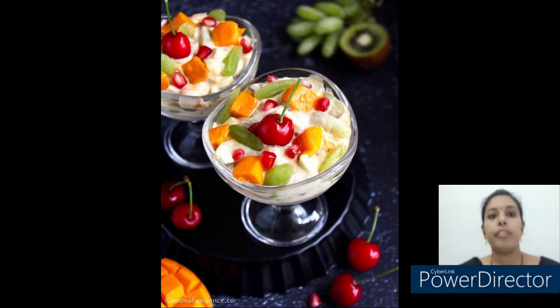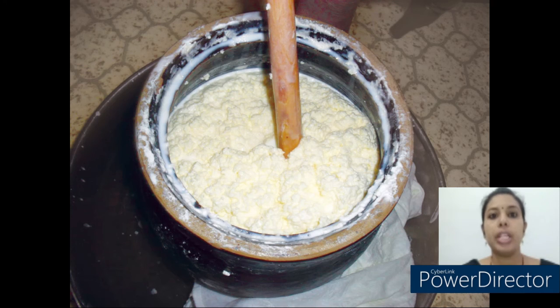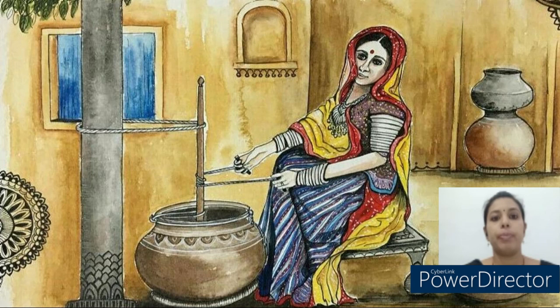Next, churning. Fruit salad has cream in it. But do you know how cream is obtained? It is obtained by churning milk. When milk is churned, cream separates from it. As cream is lighter than milk, it floats over the liquid. Churning is done either manually or by using a mixie.